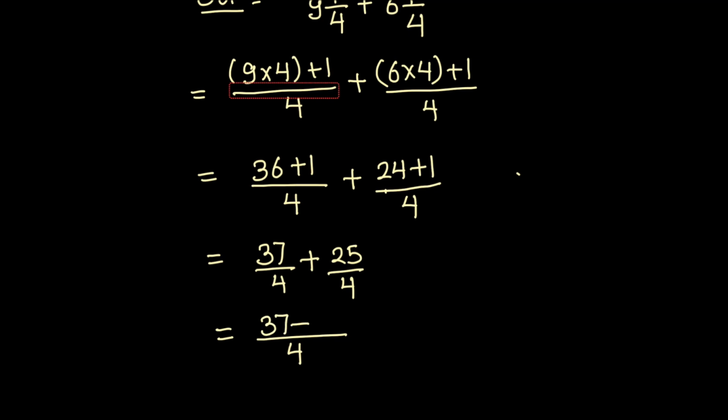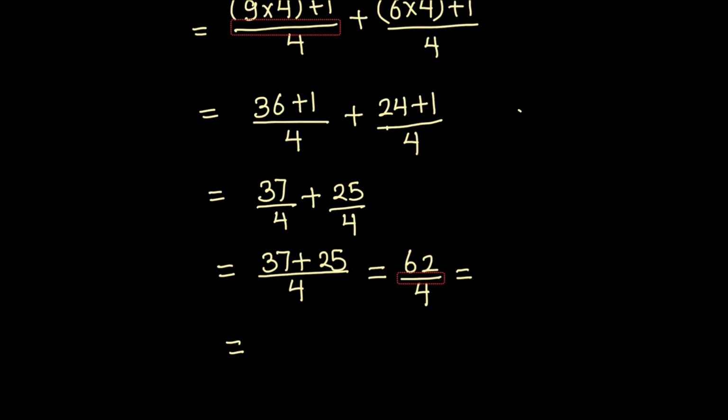We can add the numerators with a single denominator. So that's 37 plus 25 divided by 4, which equals: 7 plus 5 equals 12, 1 carried over, 3 plus 2 is 5, 5 plus 1 is 6. 62 upon 4. Here we see that 62 and 4 both have a common factor of 2. So we can reduce this fraction by cancelling it by 2. So 2 times 3 is 6, 2 times 1 is 2 and 2 times 2 is 4. So our final answer will be 31 upon 2.